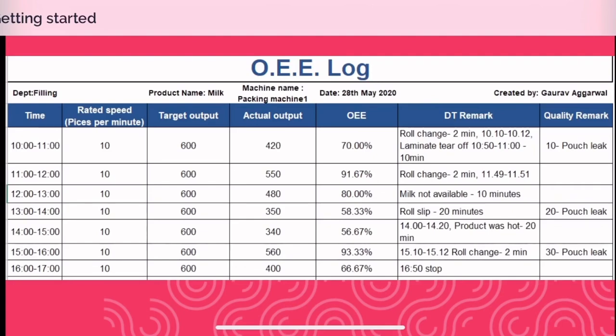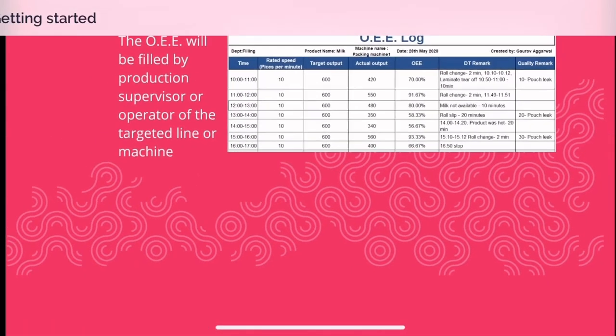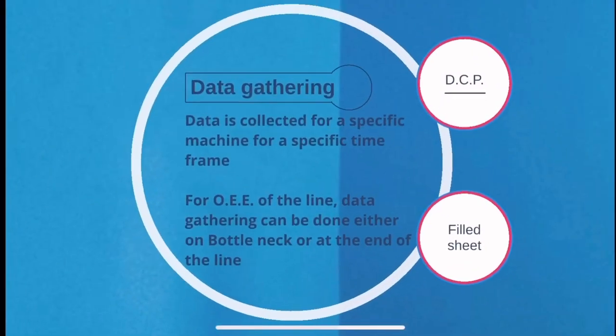If you look at the DT remarks or downtime remarks, we can say that in the hour of 10 to 11, the machine has lost 2 minutes due to roll change, and it has lost 10 minutes due to laminate tear off. And also in the quality remarks, we can see that the machine has lost 10 pieces due to pouch leakages. This is an example of an OEE log sheet.